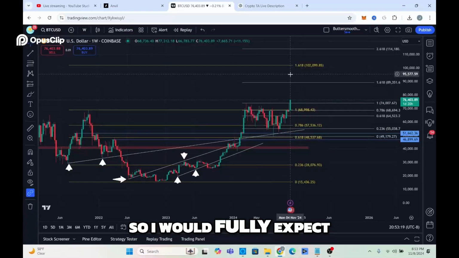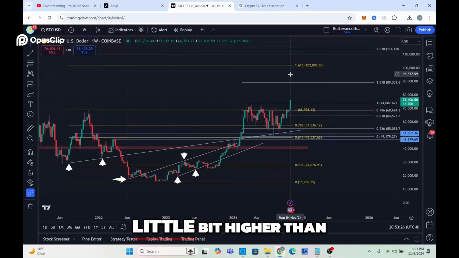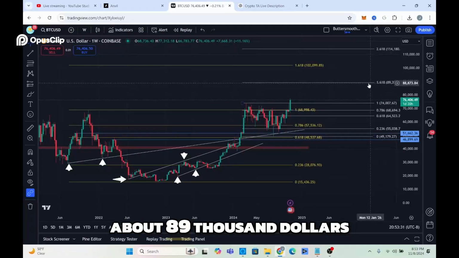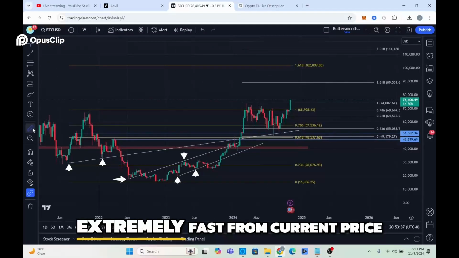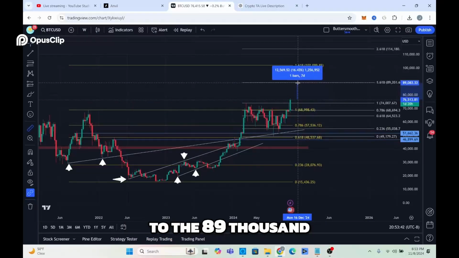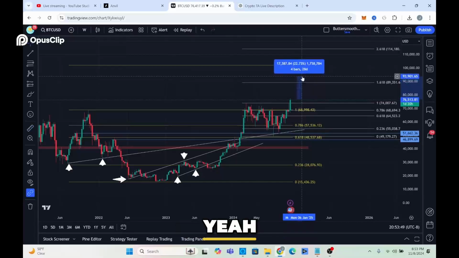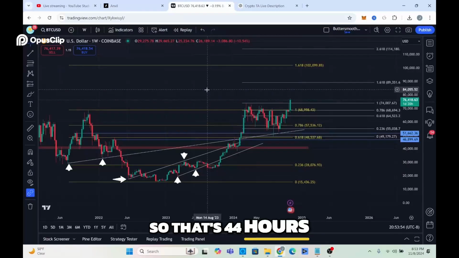Gotcha. So I would fully expect, I want to see in 1 day and 20 hours where the weekly time frame closes. I would expect it to be a little bit higher than where we're at right now. It would be nice if Bitcoin would push right up here to about $89,000. And with Bitcoin, that could happen extremely fast. From current price to the $89,000 is 16%. You're telling me Bitcoin can't pump 16% in 20 hours? Yeah, exactly. In 1 day and 20 hours, excuse me? So that's 44 hours. We've got it.